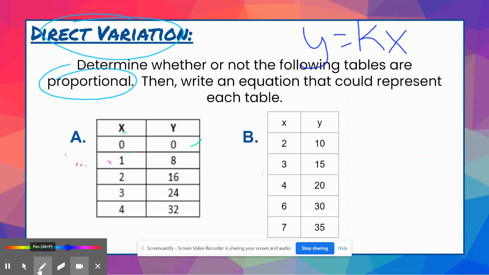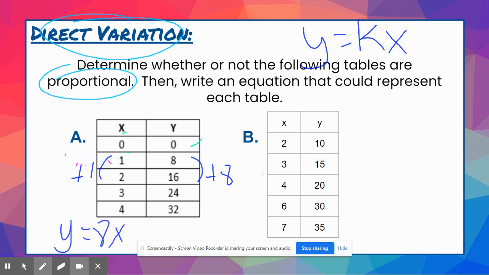So we can find the slope of a line by finding your ordered pairs and finding the differences. So from 8 to 16, we know that we went up 8. And from 1 to 2, we went up 1. So my slope is 8, which is also considered, again, the constant of proportionality. So my formula would be y equals 8x.